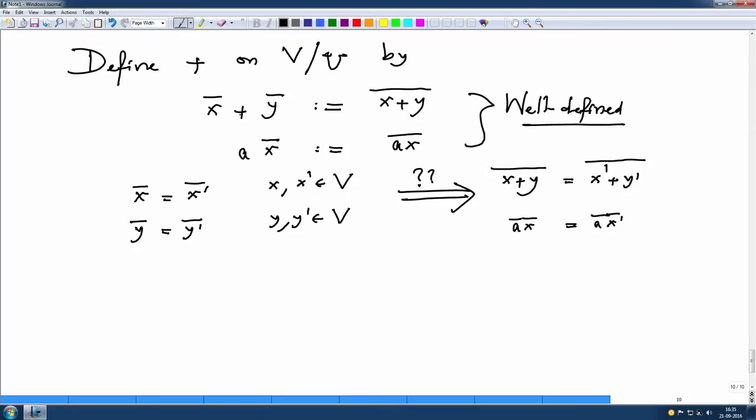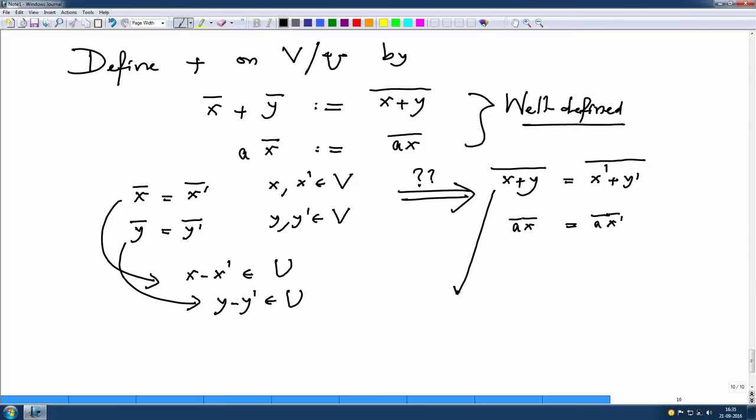Then only these definitions will make sense, they do not depend on the representative of the equivalence classes. So, what does this mean? This means the difference x minus x prime belongs to the subspace U, and this means the difference y minus y prime belongs to the subspace U. And what do we want to check? This checking means the difference, that is x plus y minus x prime plus y prime, belongs to U. This is what we want, and we have been given this.